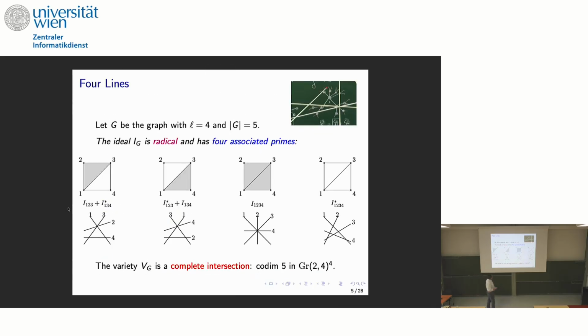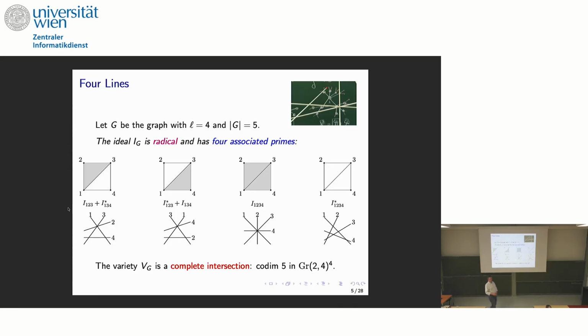Okay, let's talk a little bit about 4 lines. So 4 lines is a bit more interesting than 3 lines, right? So let's take G, fixing a graph. Now the graph in a moment will tell us which lines are incident and not. So I'm saying we have L equals 4 lines, and the graph has 5 edges. So I'm prescribing 5 of the 6 incidences.